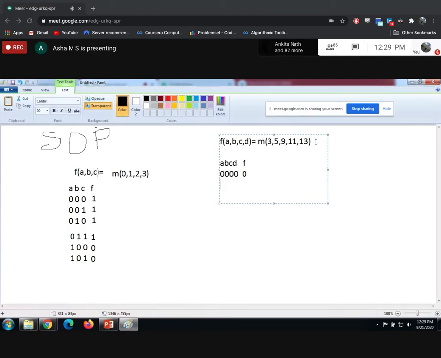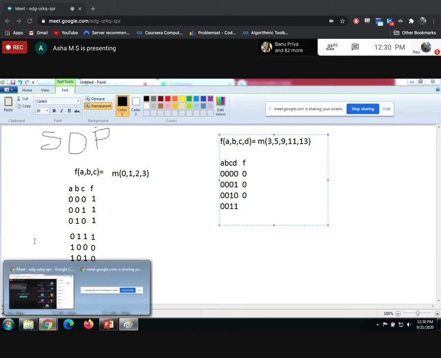What is the next combination? 0001, that is your decimal 1. Is it there here? No, it's not there, so in place of F it is 0. What is the next binary combination? That is 2, 0010. Is 2 there? No, it's not there, so that combination is also 0. What is the next combination? That is 3, 0011. Is 3 there in the function?